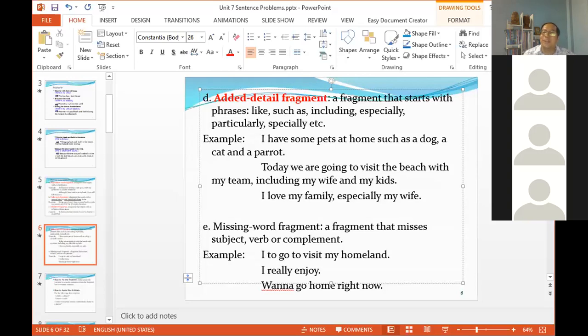Okay, so this is about the way that we can write, add the detailed fragment, add one subject and verb, it can be complete, right? Like that. And the last one we call missing word fragment, when it misses the subject, verb or object. For example, I have to go to visit my homeland. What is missing here, everybody? Verb.